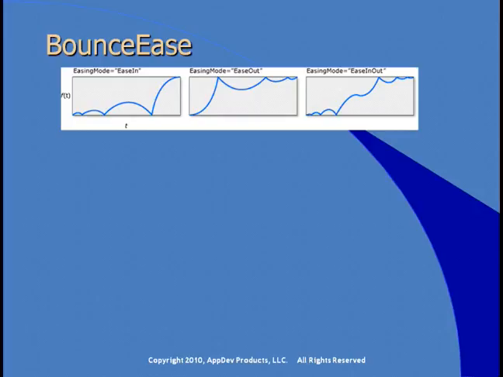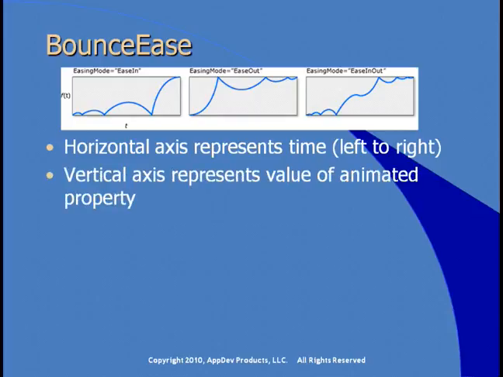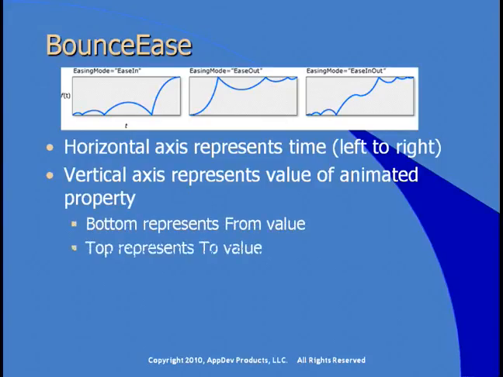Now, if you look at this little chart here, the horizontal axis represents time from left to right. So as you move from left to right across each of these three charts, you'll see a change in a value. The vertical axis represents the value of the animated property. The bottom represents the from value, and the top represents the to value.